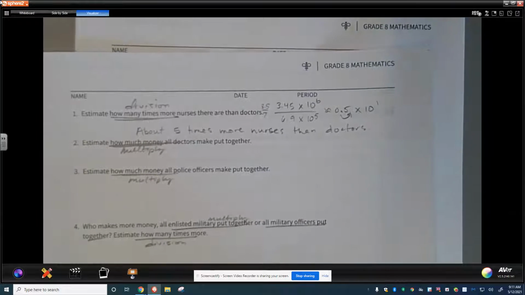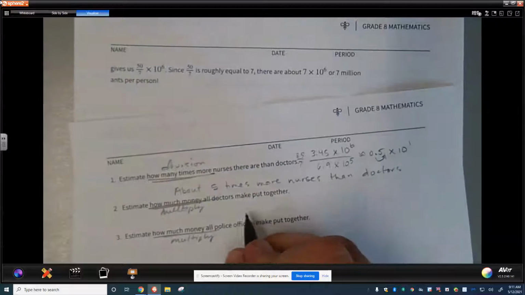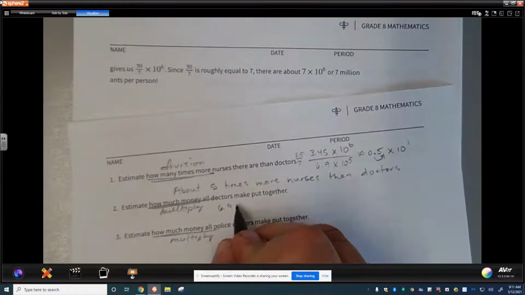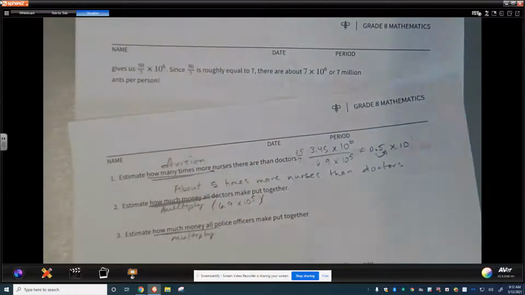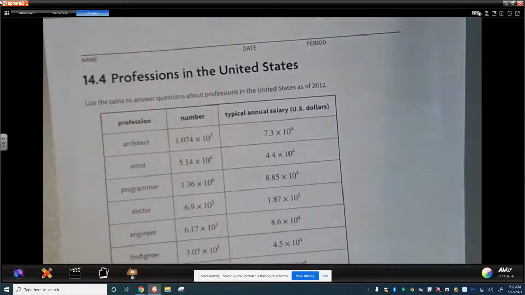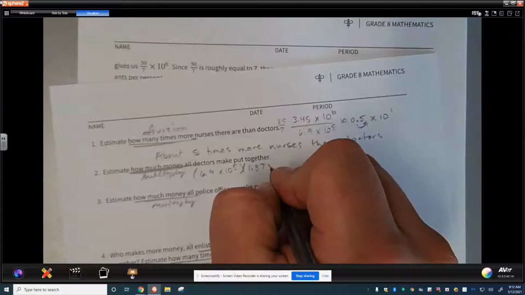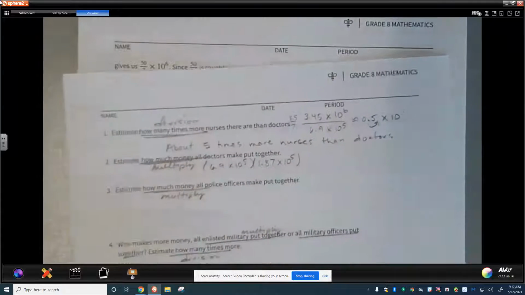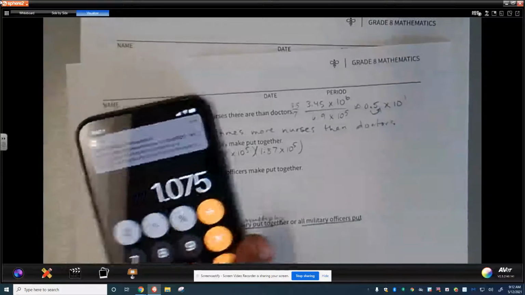Okay. How much money do all doctors make put together? We see multiplication, so we go back to our doctors. We know that there are 6 and 9/10 times 10 to the 5th power being multiplied by the money that they make. So doctors, 1 and 8700 times 10 to the 5th power is going to give us our values where, again, we're going to pull out the calculator.